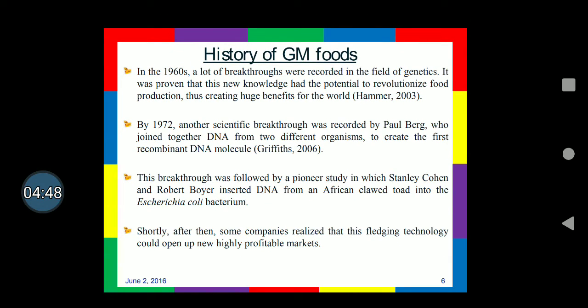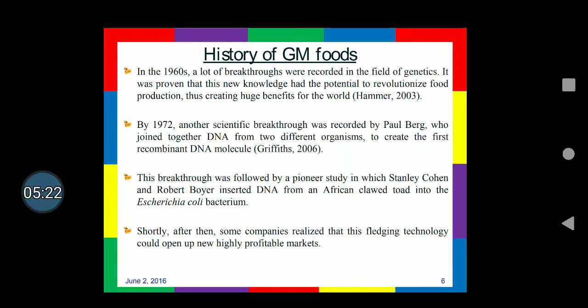History of GM foods. In 1960, a lot of breakthroughs were recorded in the field of genetics. It was proven that this new knowledge had the potential to revolutionize food production and create huge benefits for the world. By 1972, another scientific breakthrough was recorded by Paul Berg, who joined together DNA from two different organisms to create the first recombinant DNA molecule, based upon the Fred Griffith experiment.